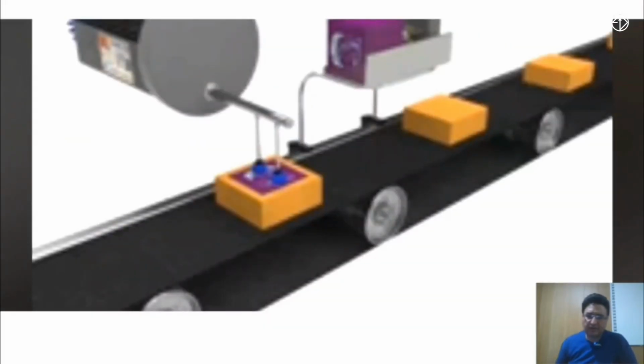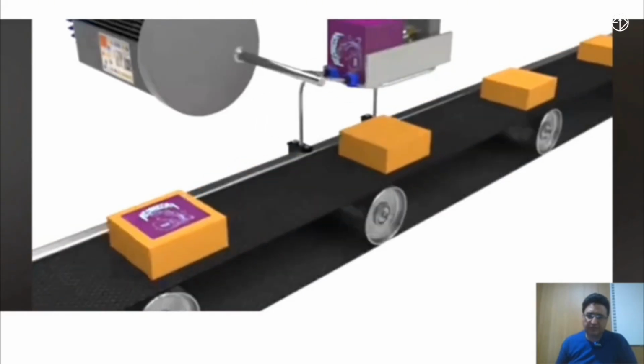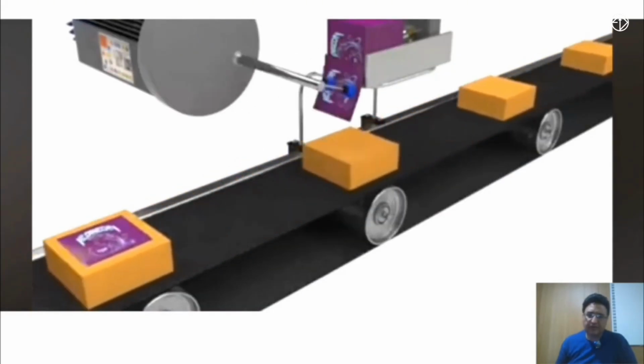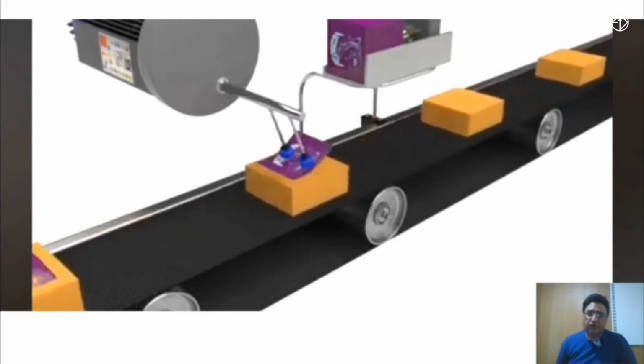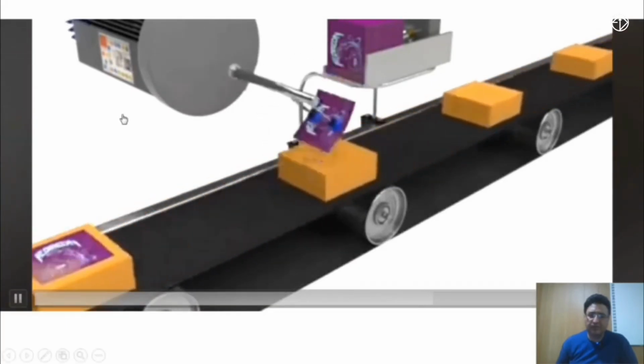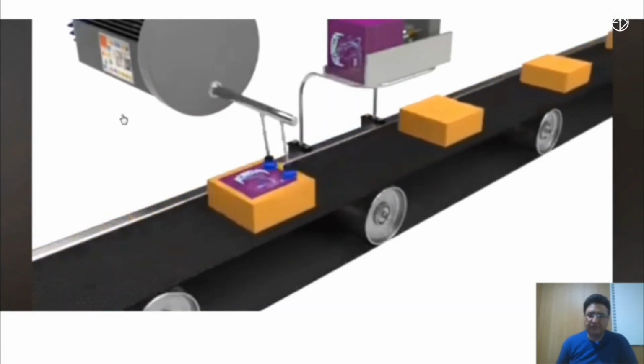Another application of servo systems in industry. It operates in speed mode and position mode, both of which can provide us with very precise movements.